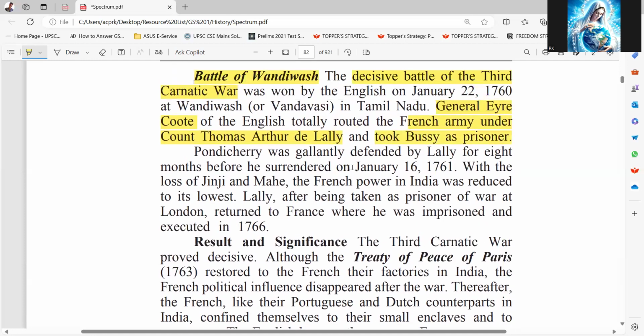Pondicherry was gallantly defended by Lally for 8 months before he surrendered on January 16, 1761. With the loss of Ginji and Mahi, French power in India was reduced to its lowest. Lally, after being taken as a prisoner of war to London, returned to France where he was imprisoned and executed in 1766.